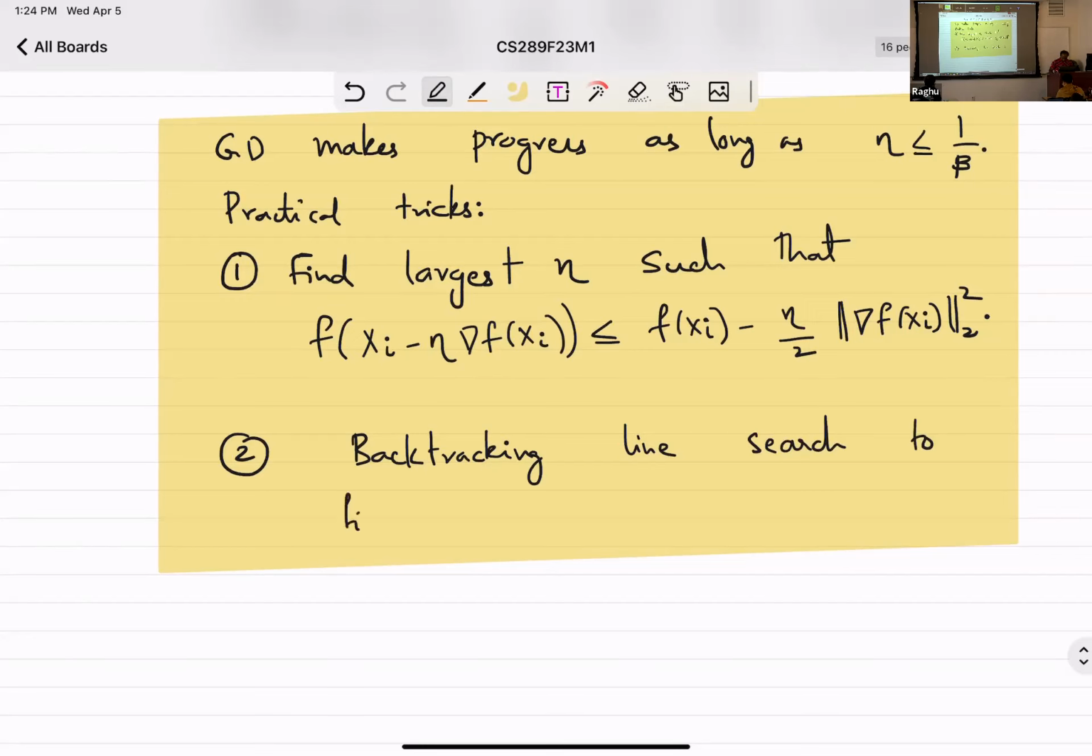To figure out the best eta to use. Now, how big a step you take doesn't have to be the same across all iterations. It can be tailored to where you are on your function landscape. And one way to do that is to quantify the smoothness at that point.